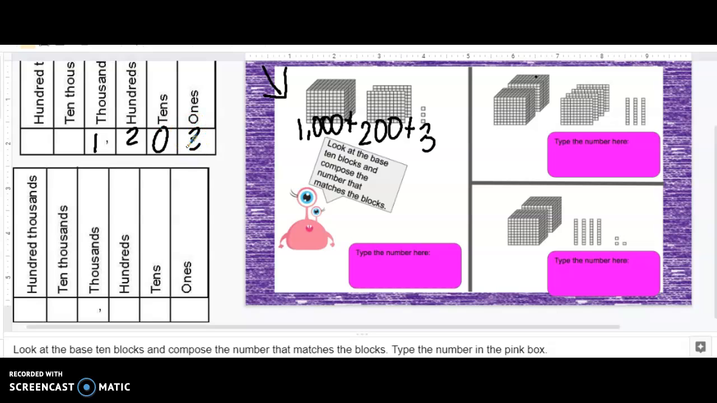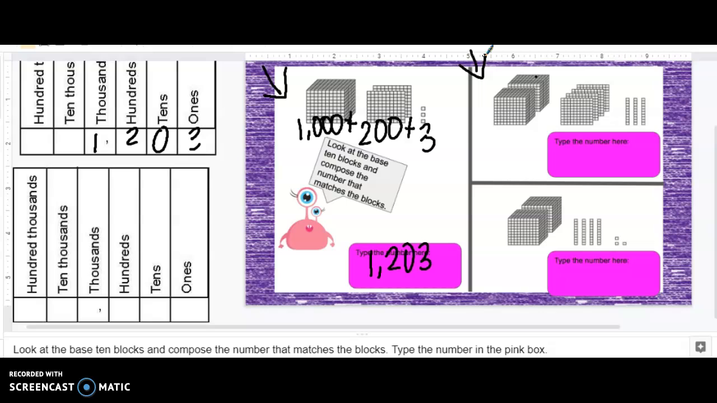And down here in this purple box on the bottom of it, you could write your number in standard form. So 1,203. All right, let's move on to this one.